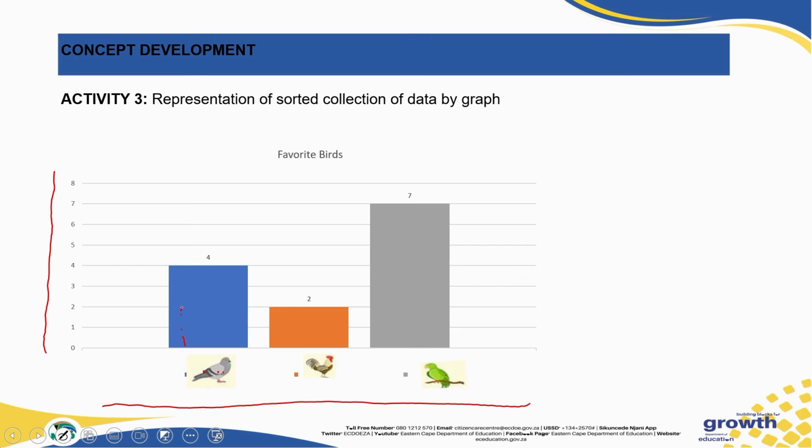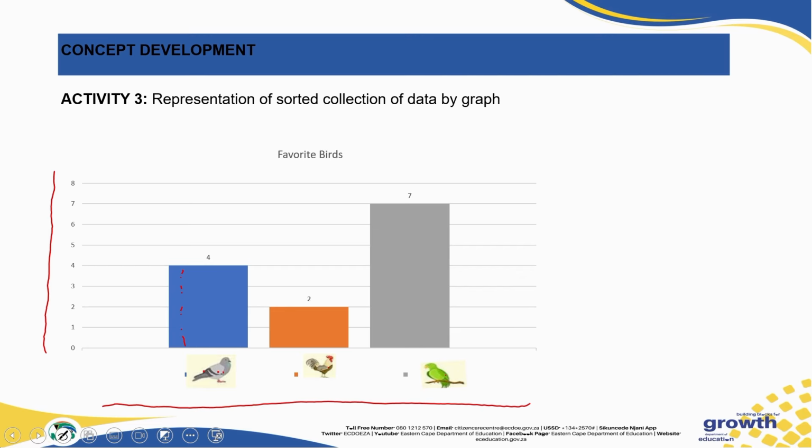1, 2, 3, 4. That's correct. We have 4 pigeons according to our graph. That's correct. This bar graph is correct. It shows us the number of pigeons.